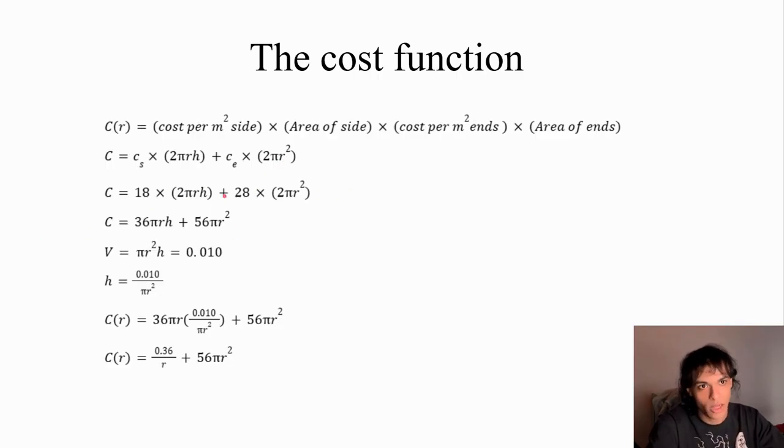However, we have some missing values here. Obviously we don't have the radius and we don't have the height, and those are the two main factors that affect the cost. And so we try to find the height first. Since we know the volume, we can find the height easily.